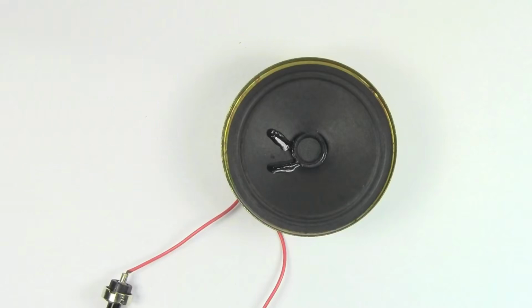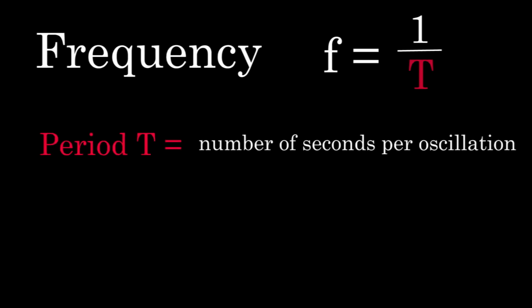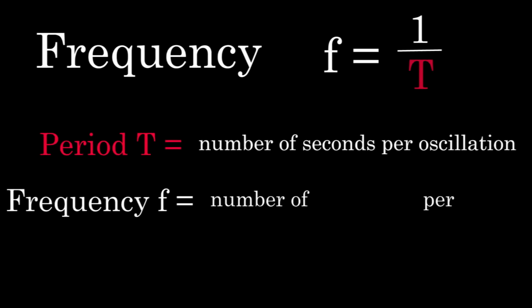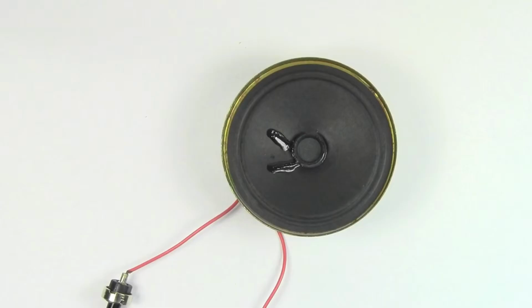An idea intimately related to the period is called the frequency. Frequency is defined to be 1 over the period. So since the period is the number of seconds per oscillation, the frequency is the number of oscillations per second. Frequency has units of 1 over seconds, and we call 1 over a second a hertz. Typical sounds have frequencies in the hundreds or even thousands of hertz.